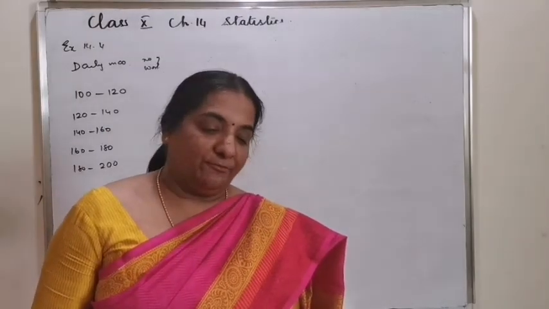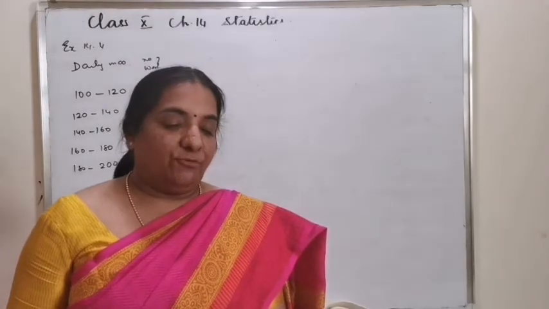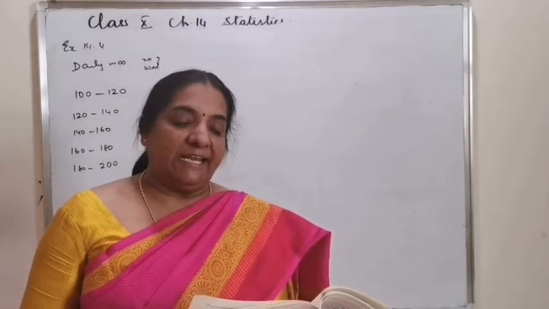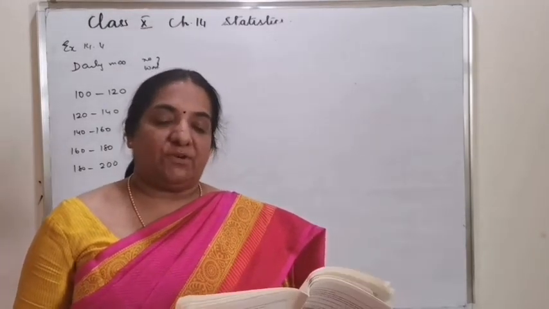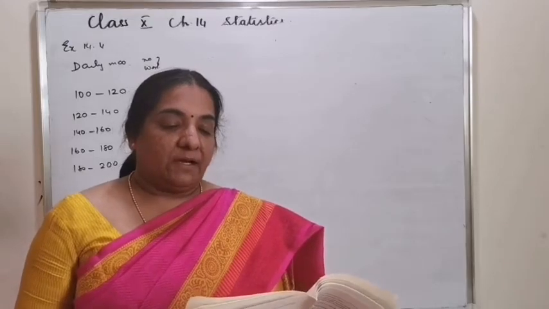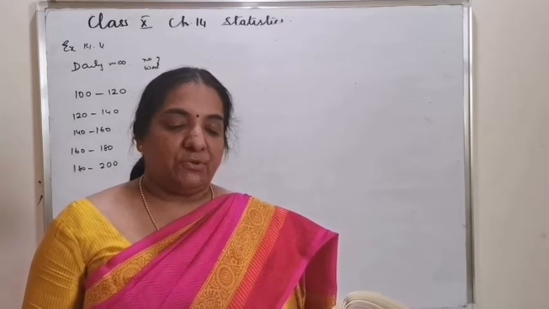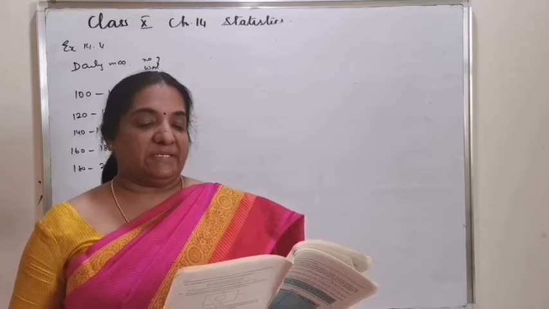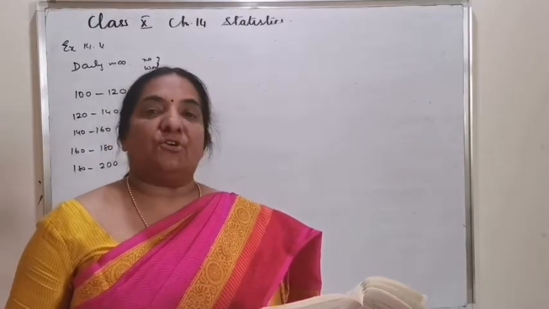Exercise 14.4, question number 1. The following distribution gives the daily income of 50 workers of a factory. Convert the distribution above to a less than cumulative frequency distribution and draw its ogive.